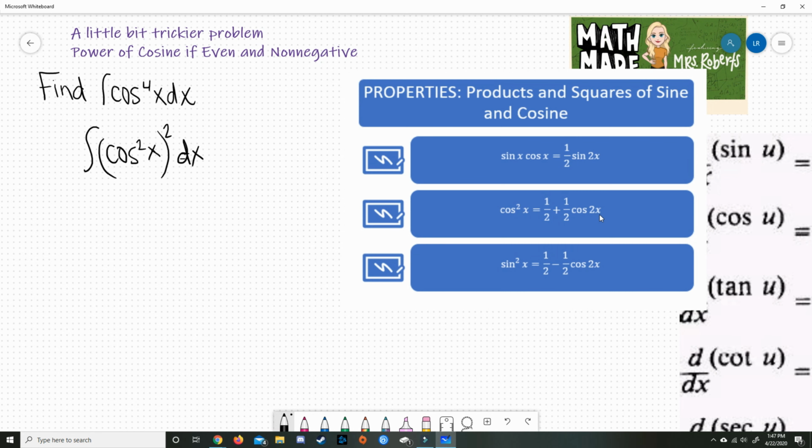Let's replace this cosine squared of x with this, and let's just work it out and see what happens. Now, here's the thing about calculus. Sometimes you have to try different things. Sometimes the first thing you try doesn't work. That's okay. Let's just keep manipulating the math problems until it does work.